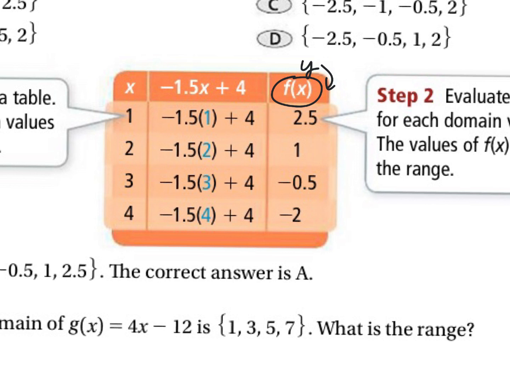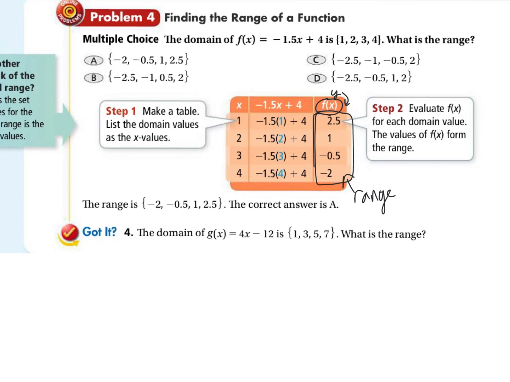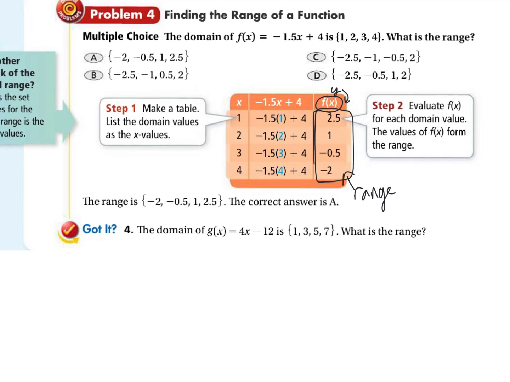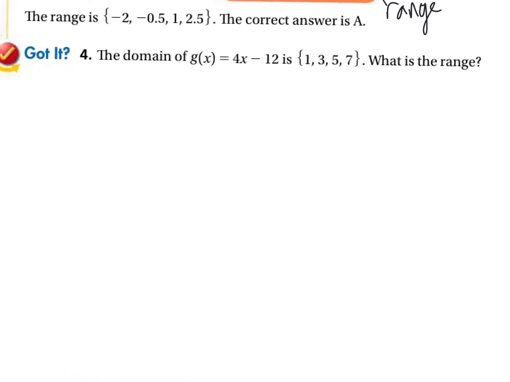So you put a 1 in place of the x, and they get 2.5. Put a 2 in place of the x, and they get 1, and so on. So all of these then are our y values. These represent the range. And so that matches up with answer choice A. So the got it 4 is not multiple choice, but same idea. They're asking what is the range.